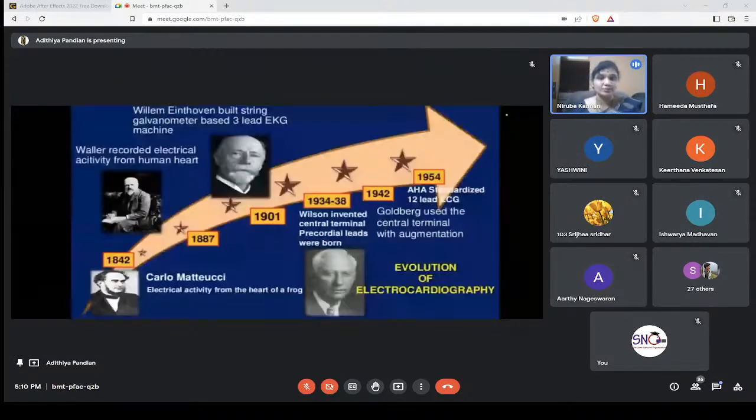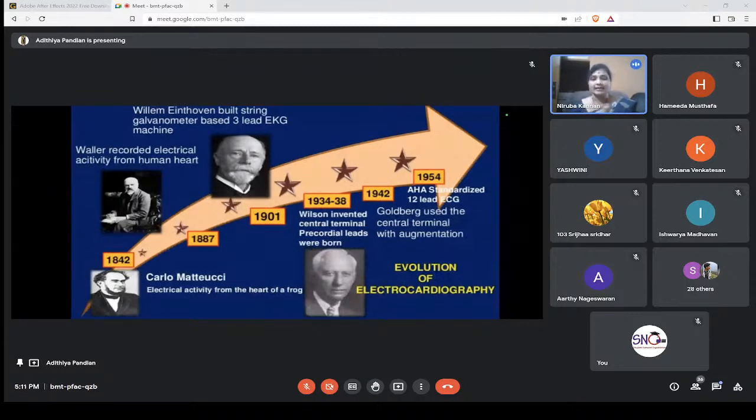Okay, this is the evolution of this. You can see Einthoven was in the middle of this screen. The first was Carlo, who did it in the frog heart, and Waller was the person who did it first in the human heart. But what he found was only two waves, A and B. Then Einthoven modified it and made a 3-lead EKG machine. Then the precordial leads, which we call V1 to V6, were done by Wilson, and Goldberg did the augmented limb leads, that is AVR, AVL, and AVF.